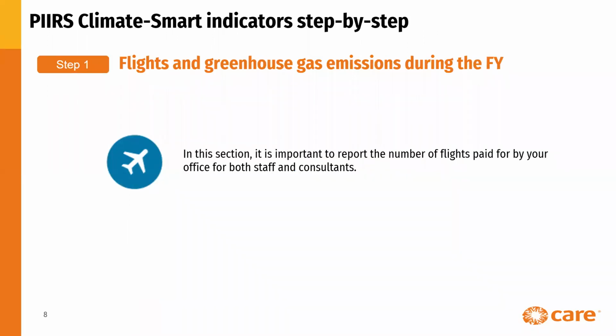So here we'll dive directly into each and every category. Step 1 is the flights and greenhouse gas emissions during the fiscal year. In this section, it is important to report the number of flights paid for by your office for both staff and consultants. Each CARE office is asked to report on the gathered information of all its different offices in the country. For example, CARE USA will report on the emissions related to its Atlanta headquarters and all the sub-offices in the USA, but will not report on the emissions of the country offices it leads in the global south, such as CARE Uganda, which will report on the emissions of its national office in Kampala and all its sub-offices in Uganda.